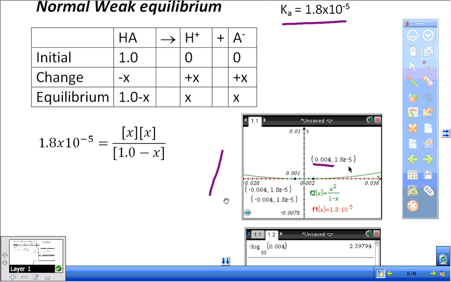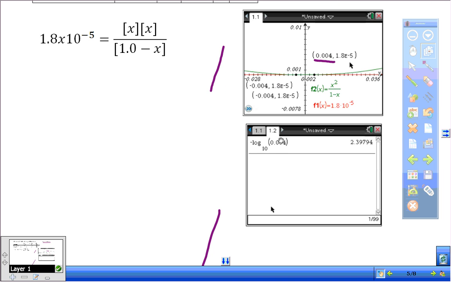So a question like this would ask something like, what is the pH of the reaction? Once I found X, all I need to do is take minus the log of that X value, and I come up with 2.40 basically. So that's what we'd do with a typical equilibrium.